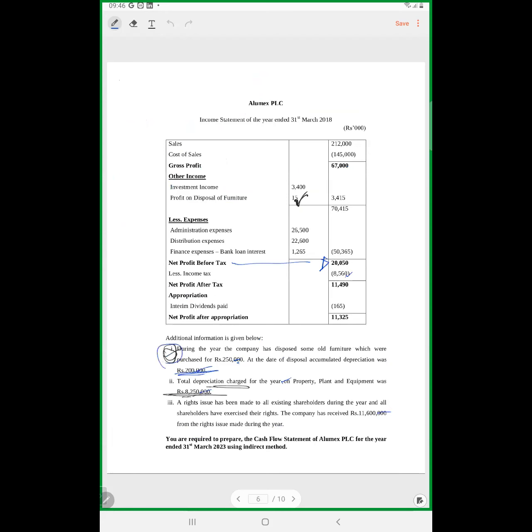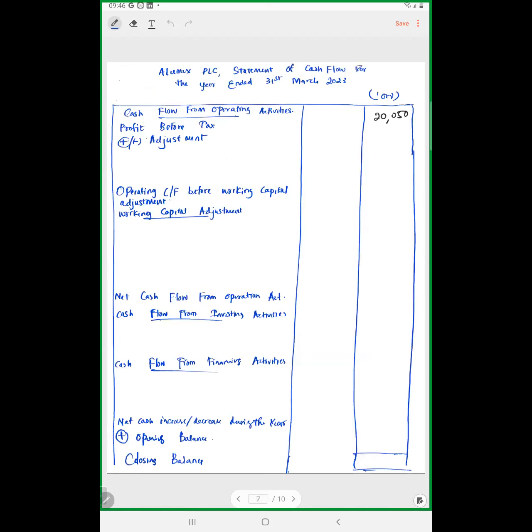Yes, Prasad, thank you. Yes, we calculated this. And other than that, you can see here profit on disposal of furniture in the income statements. You can see here how much? 15. So the value has been added. Then obviously this is actually non-cash flow. So then we need to deduct it from the adjustment.